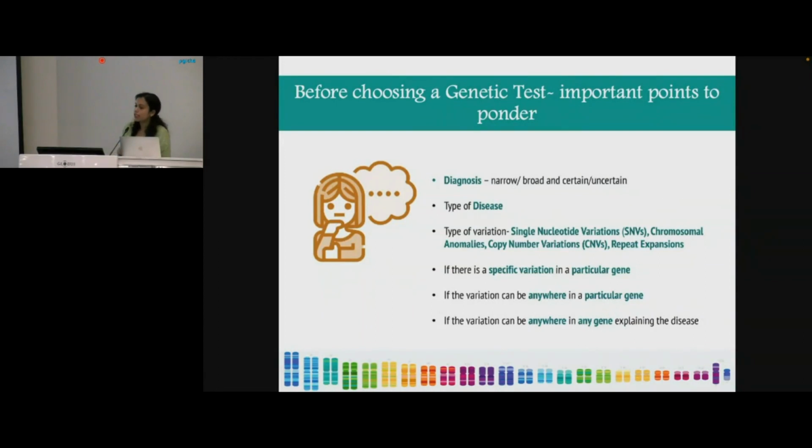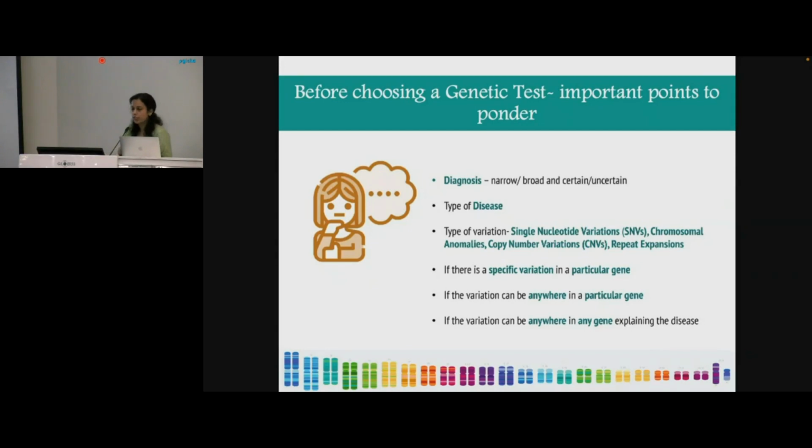First of all is the diagnosis. Whether you have a very narrow diagnosis or a broad diagnosis, or you are very certain about the phenotype or uncertain, in such scenarios you can choose a genetic test. The next one is the type of disease. You need to see whether the disease in question is monogenic, multigenic, oligogenic, what kind of disease it is. Then you can choose the test based on the type of disease.